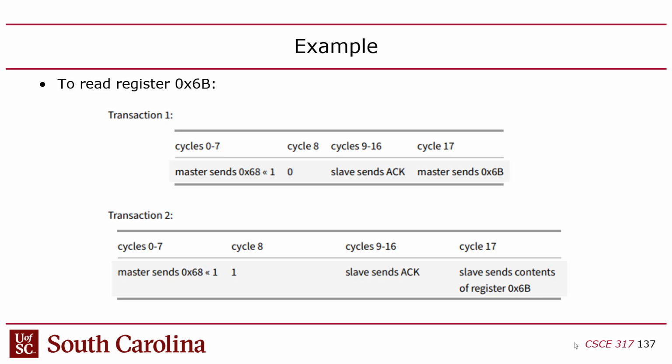In the second transaction, you read the data back from the device. You guys with me? So there's one transaction that basically sets up which register, and the second transaction is how you read the contents of the register. Yes? Is 0x6B just a register?